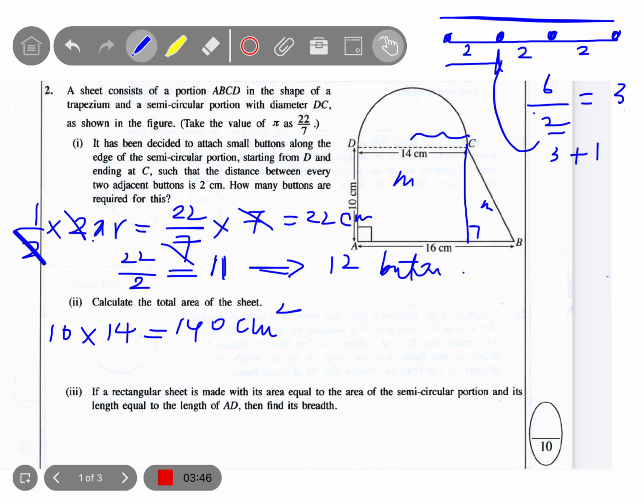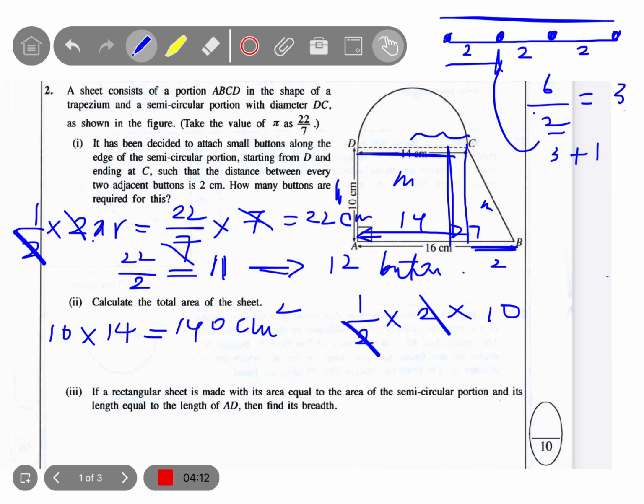The area of the triangular portion you calculate by half multiplied by the base times the height. Now how do you calculate this value? We know this entire AB distance is 16 and this will be 14. Why is that 14? Because we know this is a rectangle, so this value will be equal to this. That means this is 2. So half times 2 times height, this value we also know is 10. So we just cancel those two values, and that's 10.